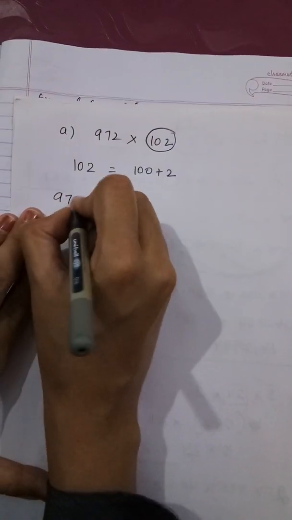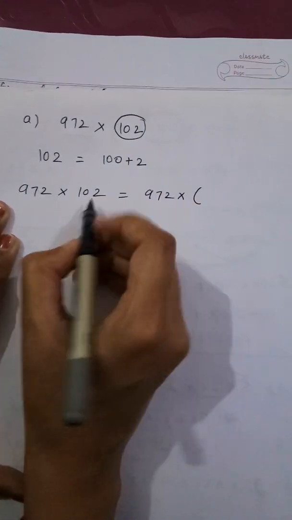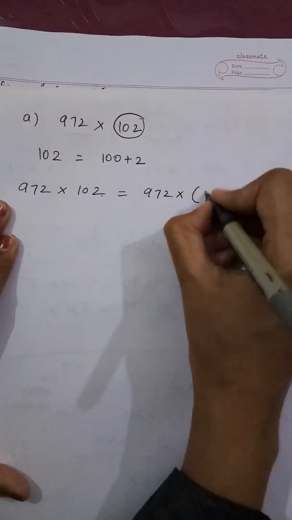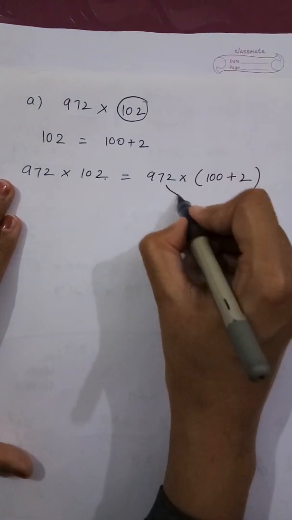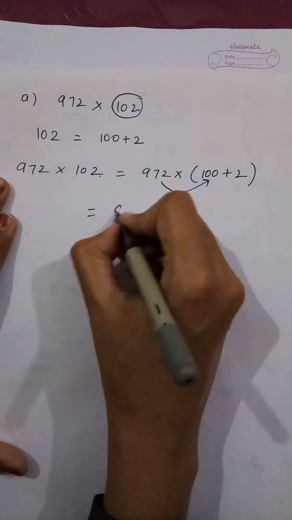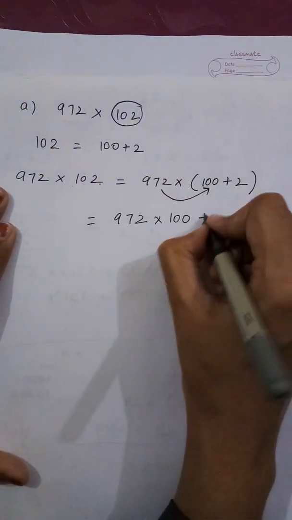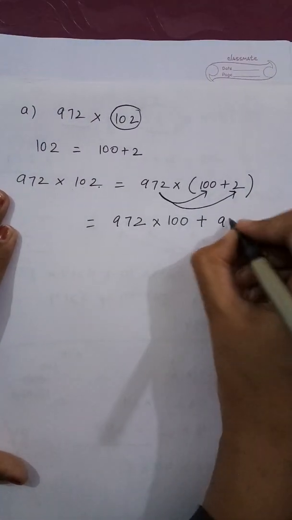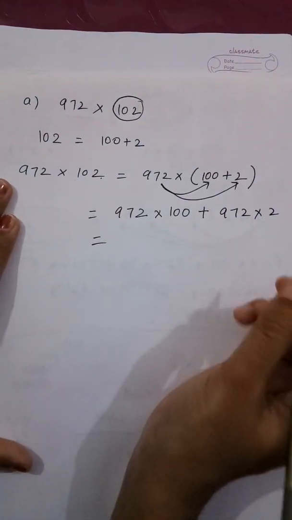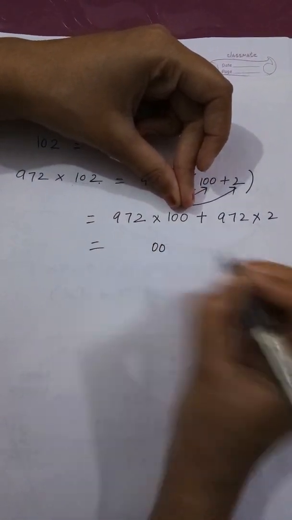Now how am I going to use the distributive law in this? 972 will be as it is, and instead of 102 I will write 100 plus 2. Now 972 will be multiplied by 100, so I will write 972 multiply by 100. Now plus sign is there, write plus, and 972 you will multiply by 2. What I have told you, firstly count the number of zeros. 2 are there, so put as it is.